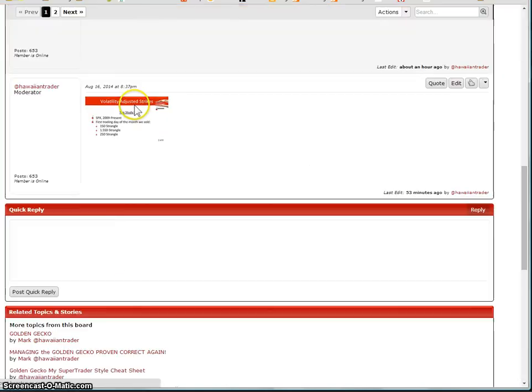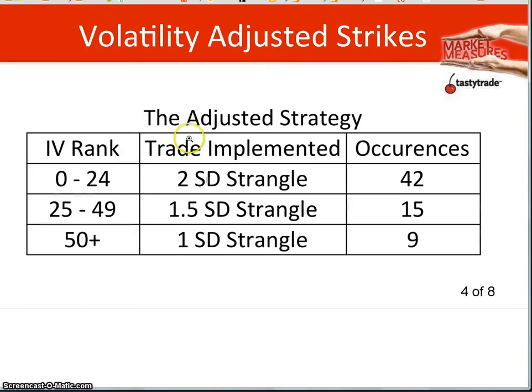But what they did was, if the SPX was between 0 and 24 in IV rank, they did a 2 standard deviation strangle. There were 42 occurrences when that happened. If IV rank was between 25 and 49, they did a 1.5 standard deviation strangle, which is about 91% out of the money. Okay, 2 standard deviation is about 98% out of the money. 1.5 is about 91. And of course, at 50 plus, they did a 1 standard deviation strangle, which is, like I said, about 84% out of the money on both sides. Okay, and these were the results.